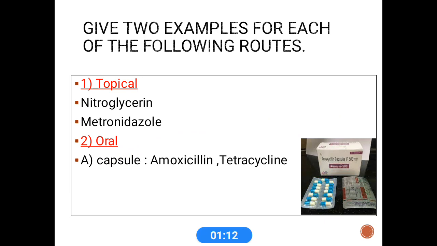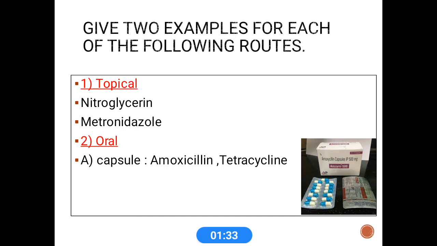First one is the topical route. What is the topical route? Here the drugs are administered on the skin or mucous membrane. Usually lotions and ointments come under topical applications. Best examples are nitroglycerin ointment and metronidazole ointment.